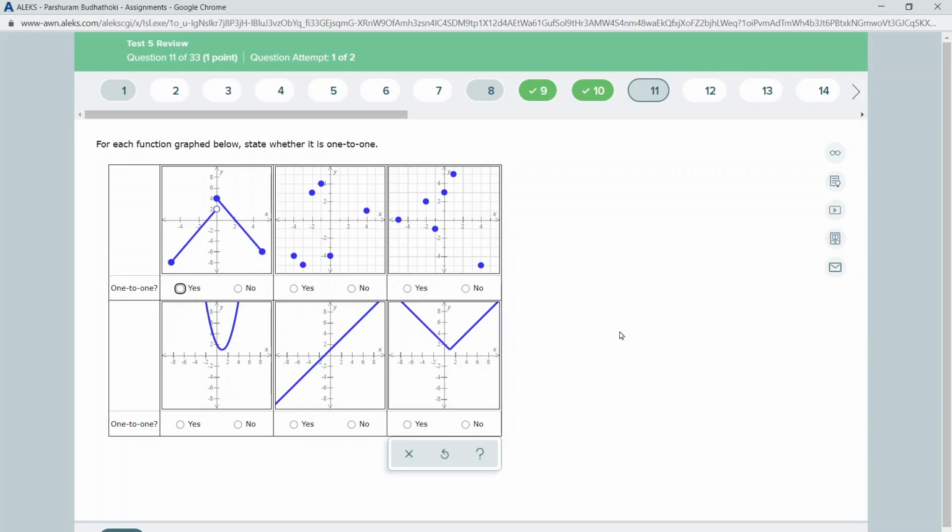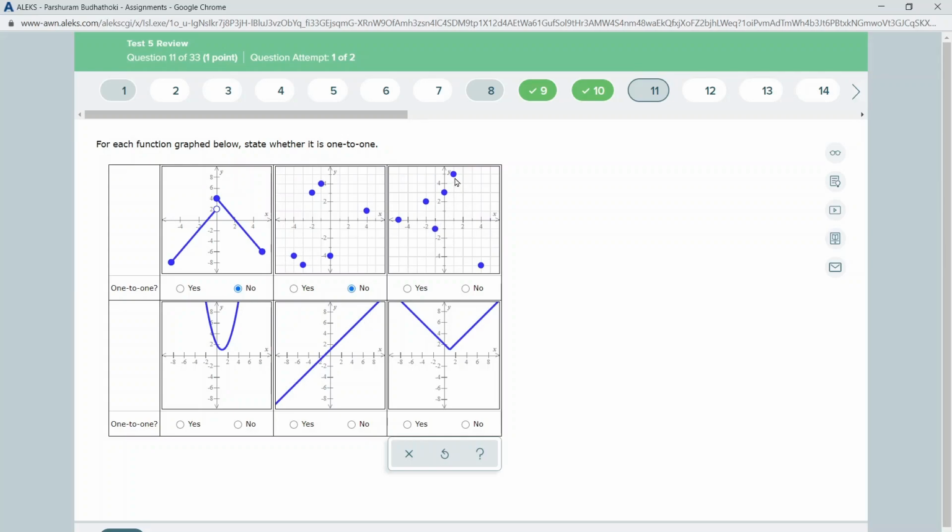By looking at these graphs, we need to find out which one is one-to-one. For one-to-one, you just use the horizontal line test. If any horizontal line crosses that graph at more than 1 point, then that's not one-to-one. So here I can clearly see that even the x-axis, which is a horizontal line, is crossing 2 points, so it's no. Here, on each of the horizontal lines, at negative 4, there are 2 points, so that means it's no.